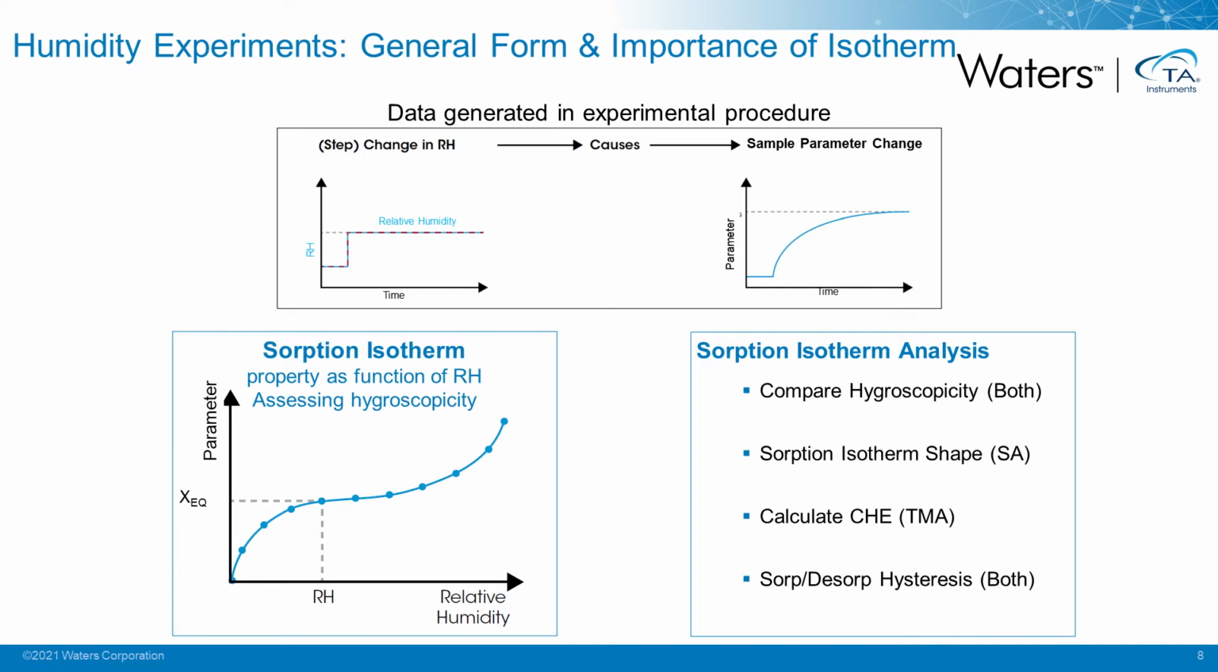One is to compare the hygroscopicity between different samples, so the ability of materials to take up water. Both instruments allow for this type of comparison. Another thing is to analyze the sorption isotherm shape. This is more prevalent in the Discovery SA, as we'll see. You can calculate the coefficient of hygroscopic expansion. Obviously, that is something that's going to be related to the TMA.